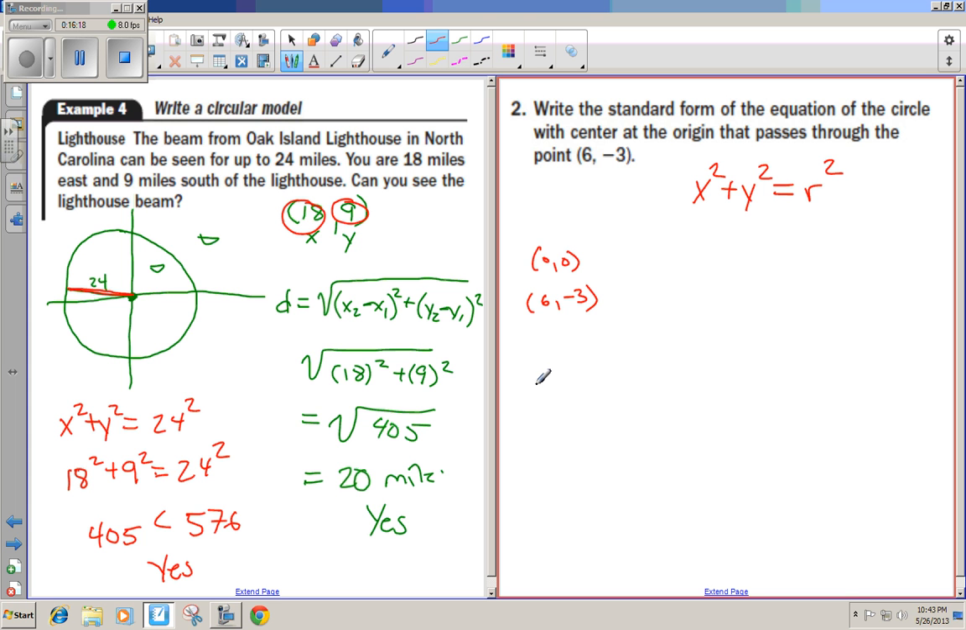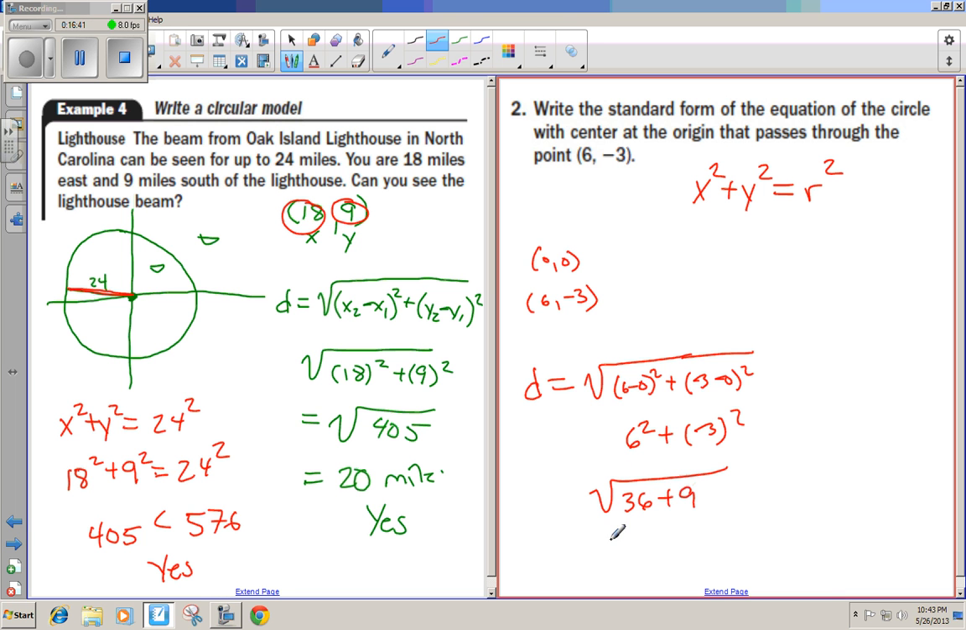So unfortunately, we can't just come up with the radius right away. We have to use the distance formula. I'm not going to write it out again because I've already done it two or three times. So it's 6 minus 0 squared plus negative 3 minus 0 squared. That ends up being 6 squared plus negative 3 squared. That's 36 plus 9. It's the square root of 45. So the radius is the square root of 45.